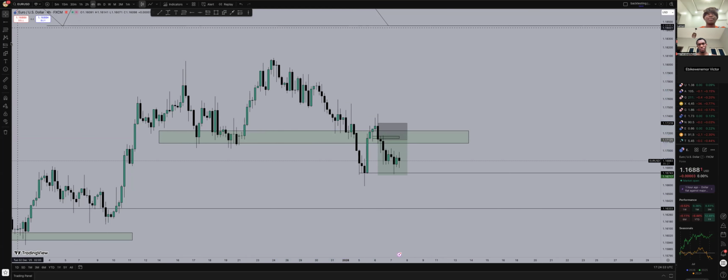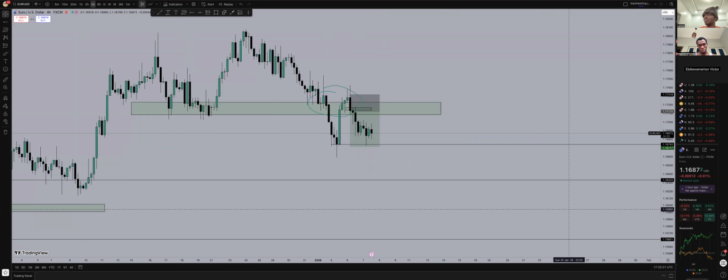We did not break this level. What we did, we came back to retest on this same level. Since we came back to retest, we saw this bearish engulfing this bullish candle. So that's the reason why I took this trade. You need to understand your confluences need to align. Understand? Your confluences need to align.